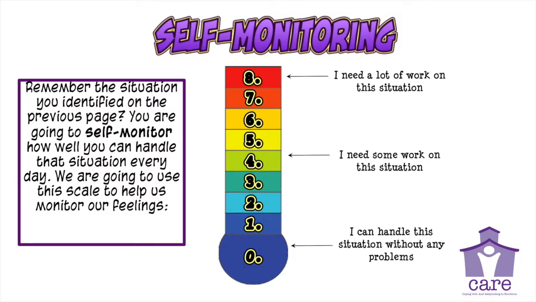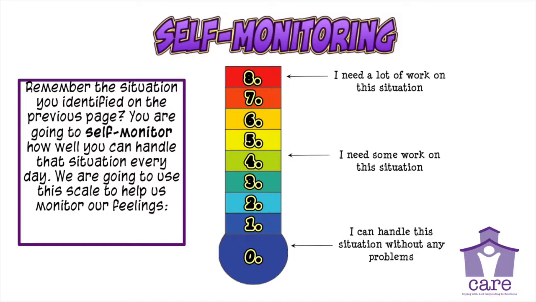An 8 is going to be, I need a lot of work on handling this situation. I don't handle this situation well at all. And then a 4 or 5 would be, I need some work on this situation. I can handle it okay, or maybe they handle it okay sometimes, but not every day. So you can work through this scale with students, and make sure that they understand how that ranking system works. If you feel students need more practice with it, you might give them some examples, but this is the scale that they're going to use.